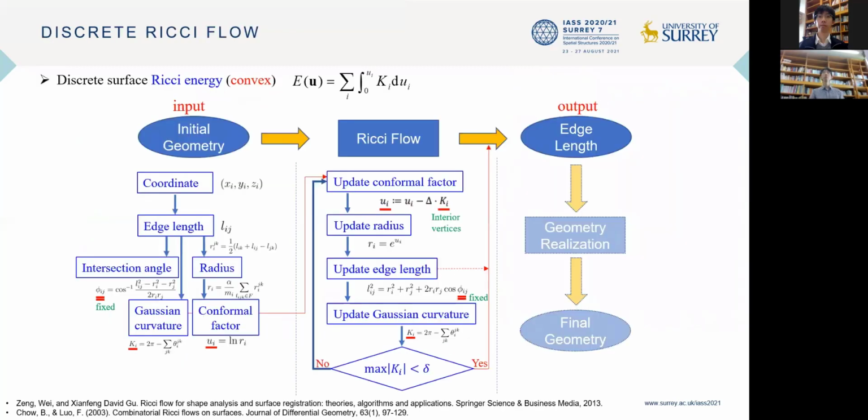Here shows the flow chart of the discrete Ricci flow. It is in fact to minimize the Ricci energy, which is convex under certain conditions. And for the convex minimization problem, we can use the steepest gradient method. The output of the Ricci flow is the edge lengths.